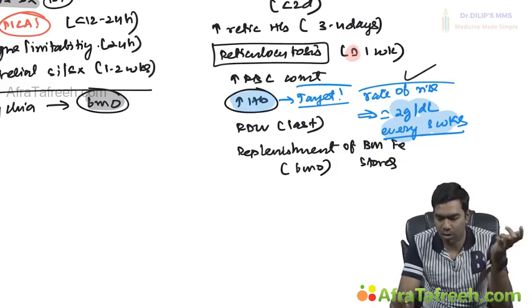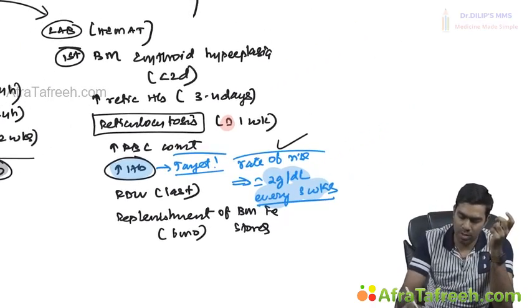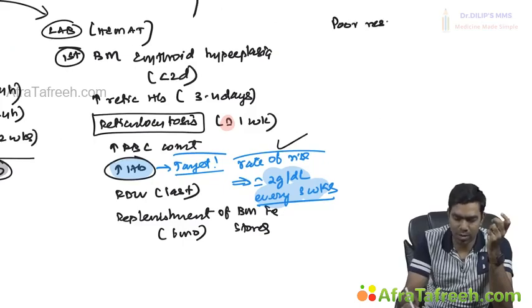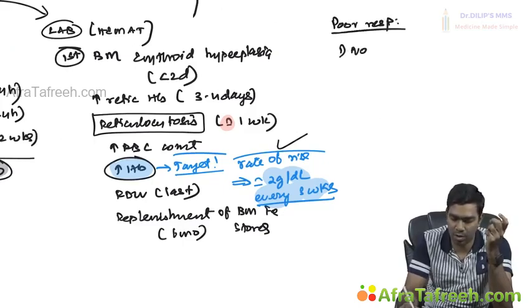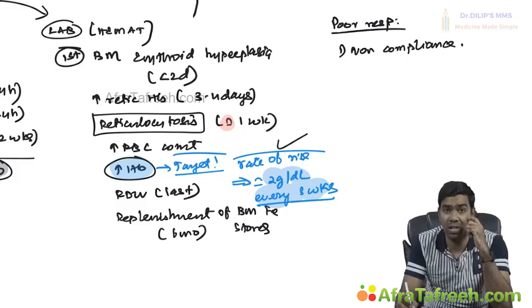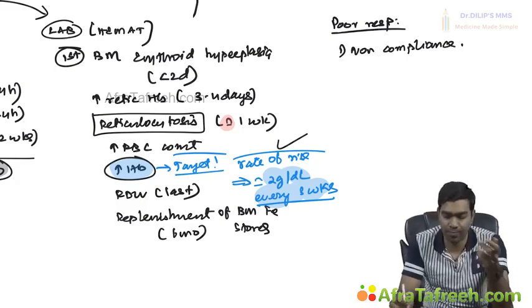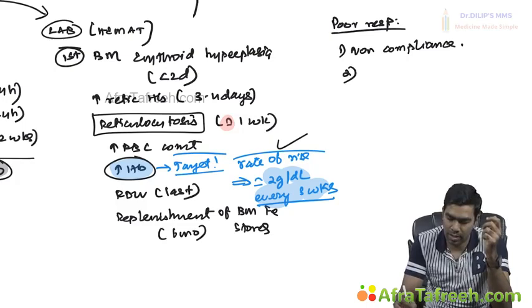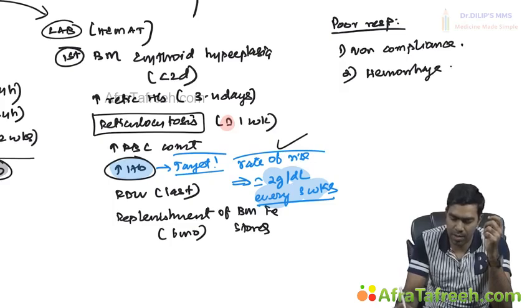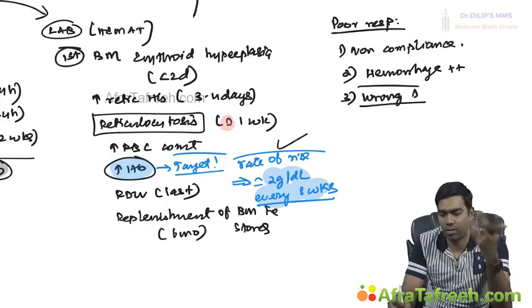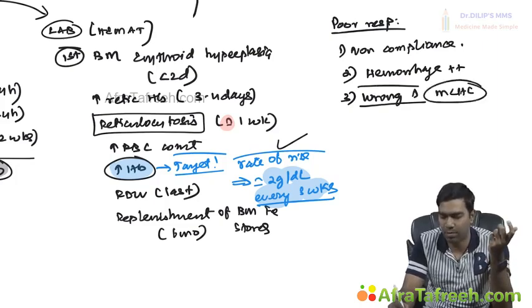There could be a lot of reasons why the response is poor, but if you ask me what is the reason for poor response to treatment, the first always comes non-compliance, always. So majority of patients do not take the tablets properly. That is the reason why the improvement may not be adequate. So non-compliance is very important. Second thing, if the patient is having continuing bleeding, the hemorrhage continues, obviously the underlying cause is not treated, or it could be a wrong diagnosis, which means just because it's a microcytic hypochromic anemia you're taking it as iron deficiency, it could be a thalassemia.